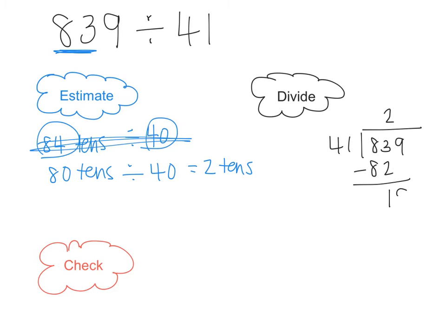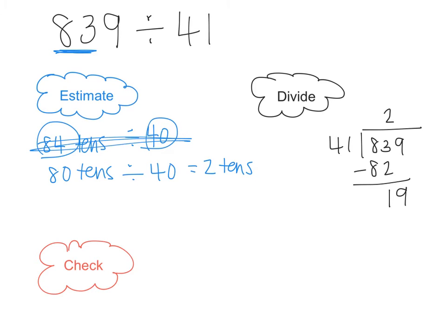10 ones, and then add the one we already have as 19 ones. Okay. Now, can 19 be divided by 40? No. So how many times can 19 go into 40? If I have $19, can I split it equally by 41 people? So how many dollars would I be able to give everyone?